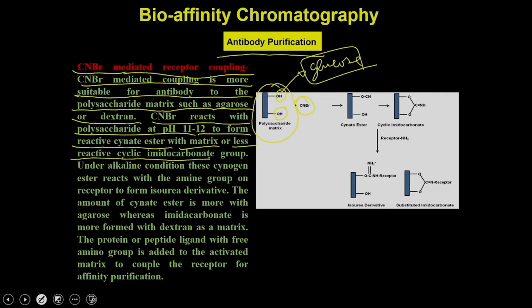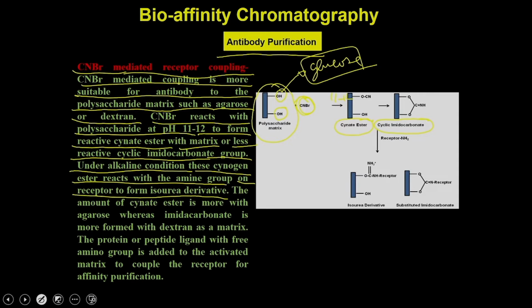cyclic imidocarbamate group. So, once you take the polysaccharide matrix and add the CNBr at pH 11 to 12, it is going to form either the very highly reactive cyanide ester or the cyclic imidocarbamate. Whichever intermediate it forms, under alkaline conditions these cyanogen esters react with the amine groups present on the receptor to form the isourea derivatives.